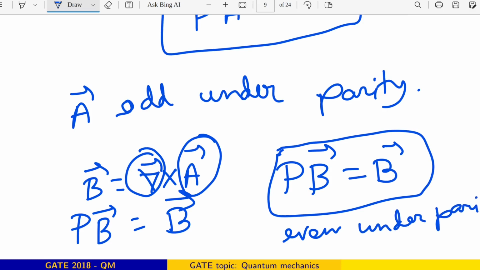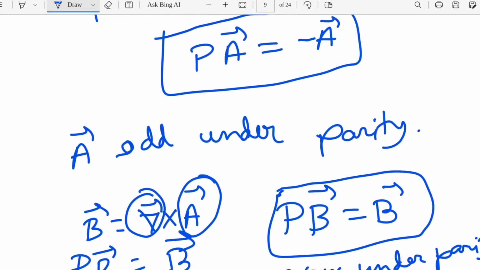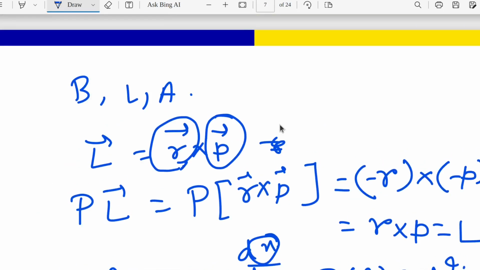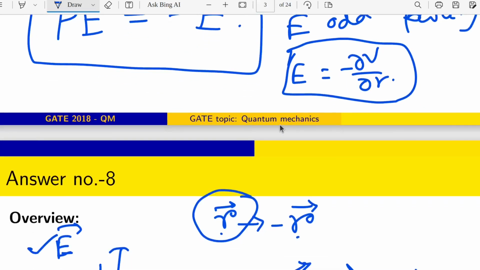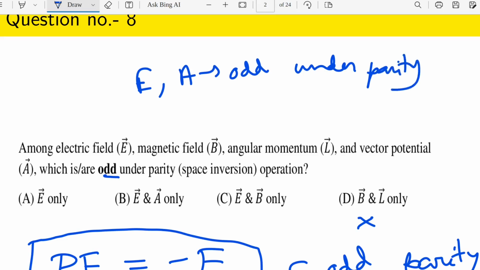So as a whole, if I give a summary about these four: B is even under parity, A is odd under parity, L is even under parity, E is odd under parity. So E and A, these two are odd under parity, and L and what was that?